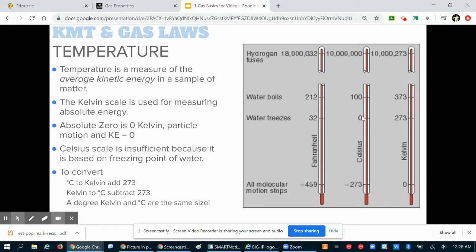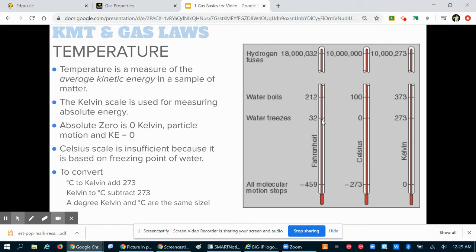Celsius is 0, way, way up here. And we know when particles are frozen that they still have some energy. It's not until we get over here to the Kelvin scale and go all the way down and stop those particles in their tracks that we get to 0 kinetic energy. So it's not really useful to base everything on water. We have to base it on absolute energy. So a lot of our calculations we're going to do based on Kelvin.